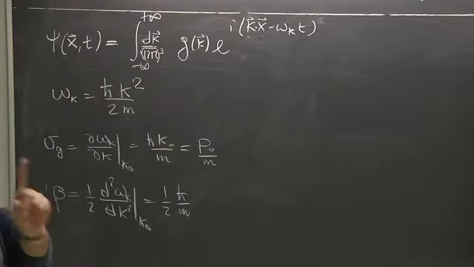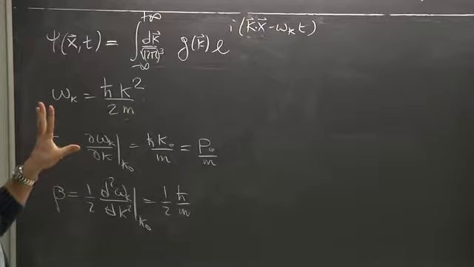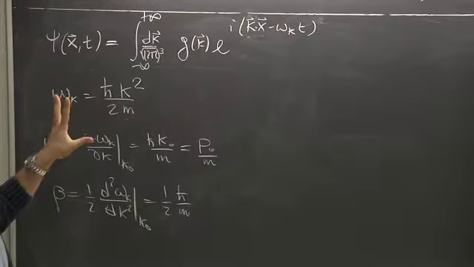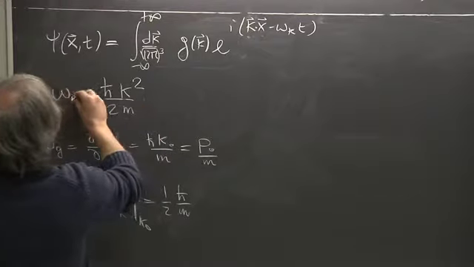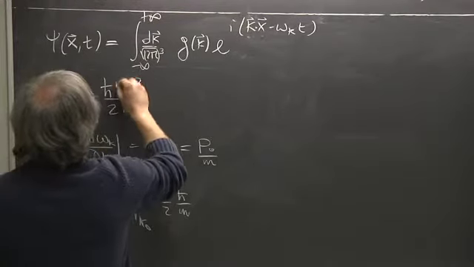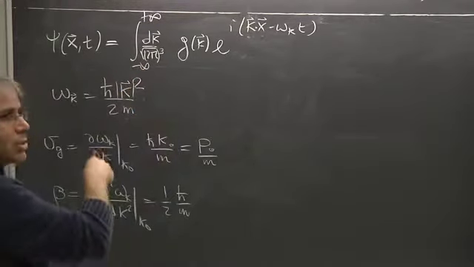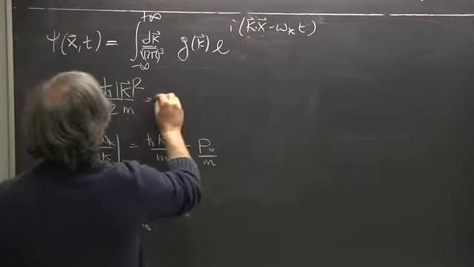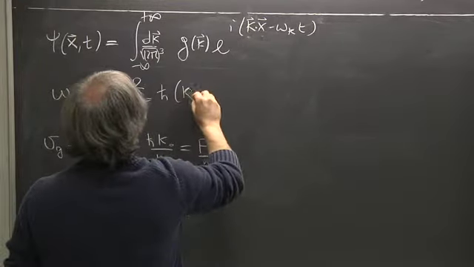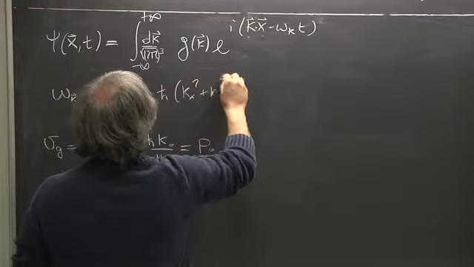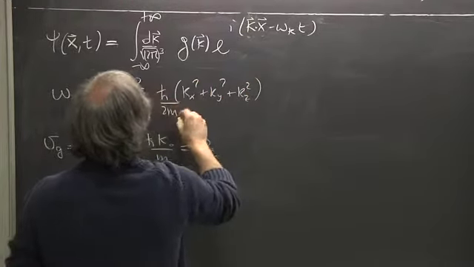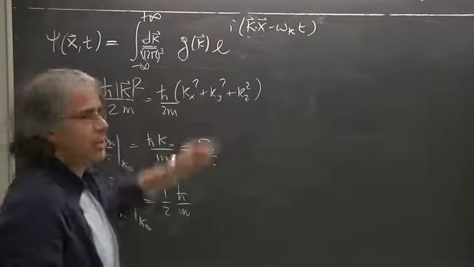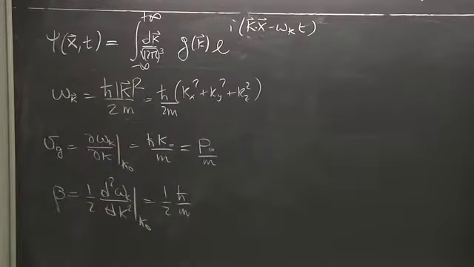Remind you, for a free particle, there is no potential here whatsoever. It's a particle moving in vacuum, but non-relativistic. The analog of this, obviously, is k squared, okay? So kx squared plus ky squared plus kz squared, to be explicit, okay, over 2m, or k dot k, whatever. Okay, so you can do this even in 3D.